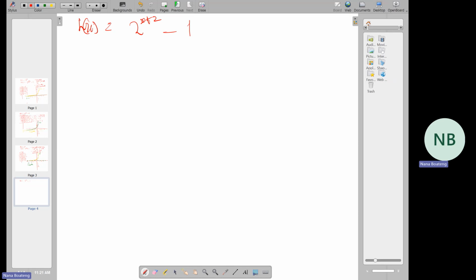Next, we have 2 power negative 3 plus 2 minus 1, which equals 2 power negative 1 minus 1. So this is 1/2 minus 1, which is negative 0.5. And the next is we have 2 power negative 2 plus 2 minus 1, so this is 2 power 0 minus 1. This is 1 minus 1, which equals 0.